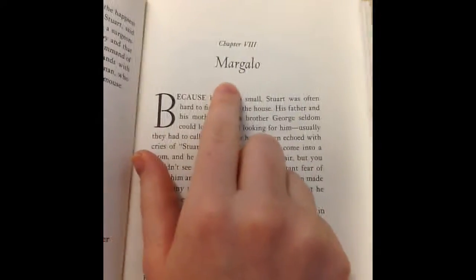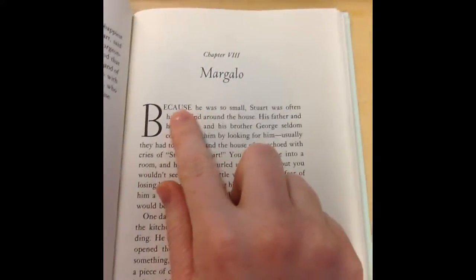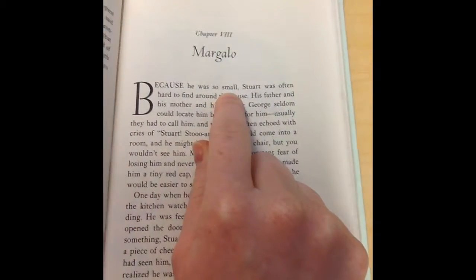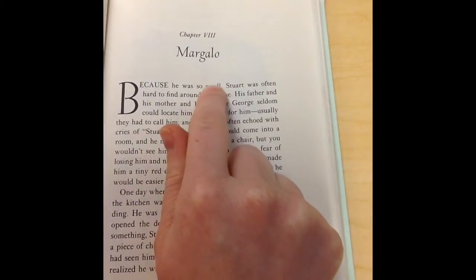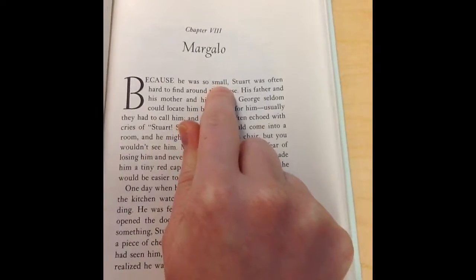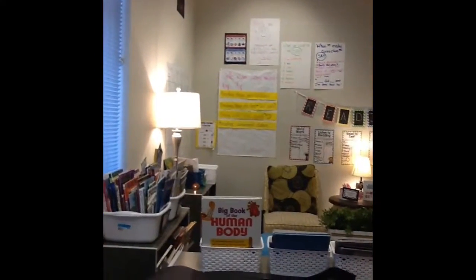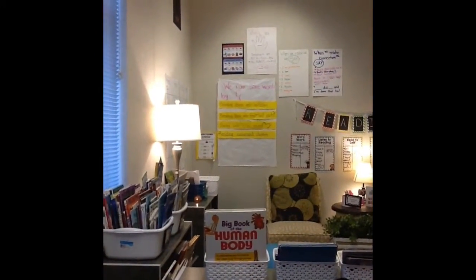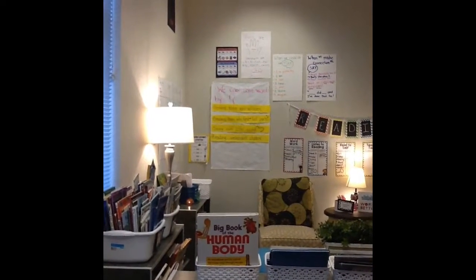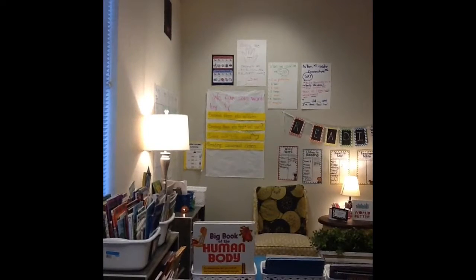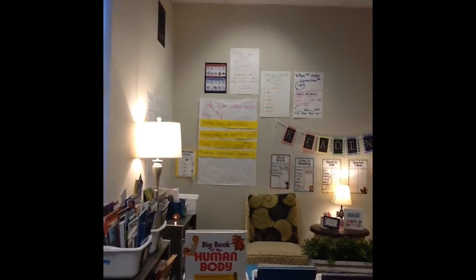Chapter 8, Margalo. Because he was so, now there are lots of ways I can solve this word that I don't know. If I look at our chart, I can see that I could break it into syllables. I could break it into first and last parts. I could say each letter sound in stretchy snake, or I can read the consonant clusters. And since that's a strategy we've been practicing, that's the one I'm going to try.